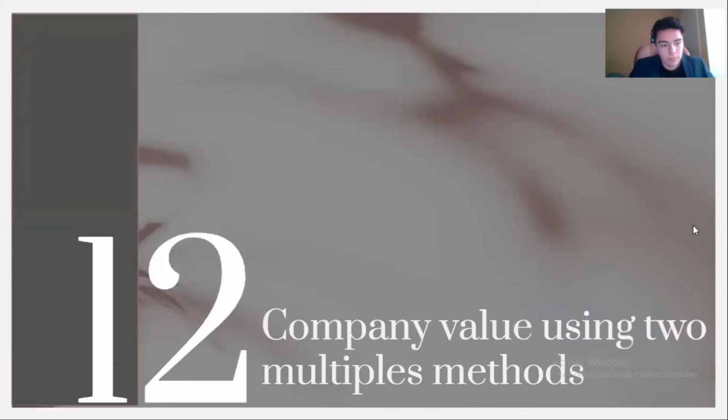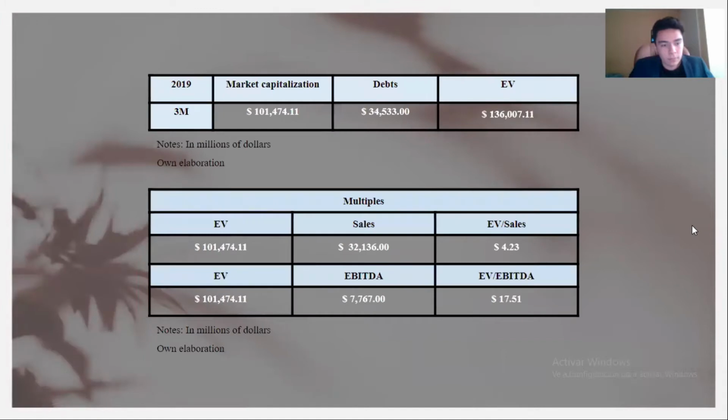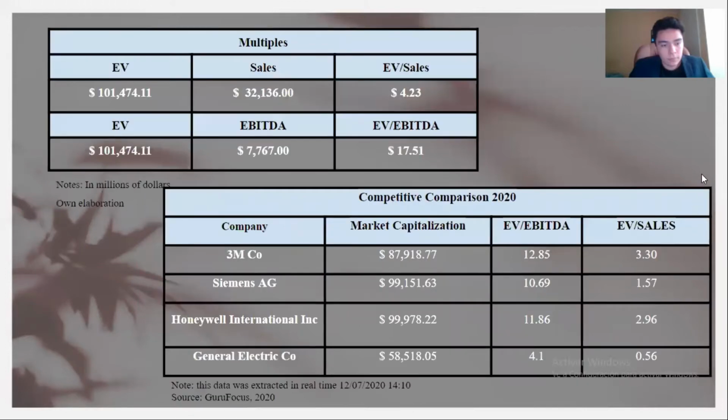We are going to compare and analyze the multiples of this company. Next, please. Every amount of this analysis is in millions of dollars. First, we calculate the enterprise value. And with this, we calculate enterprise value to sales multiples and enterprise value to EBITDA multiple from 2019. And then the next slide, please. We also add the competitive comparison of 2020.